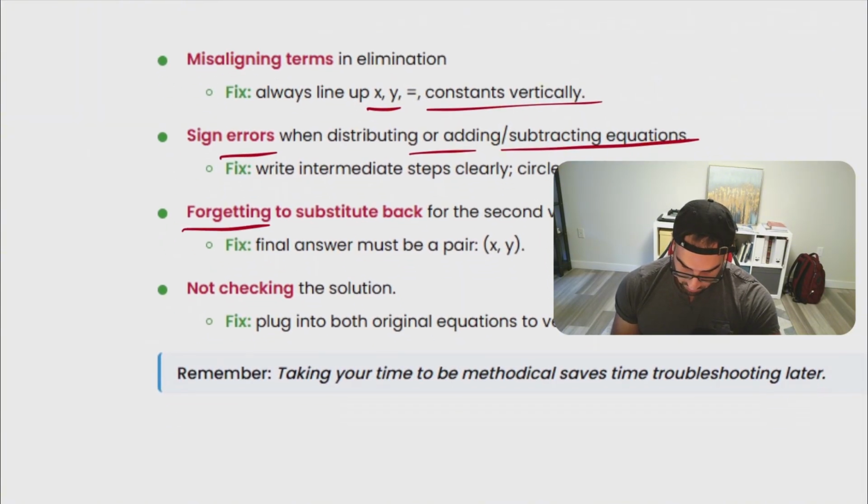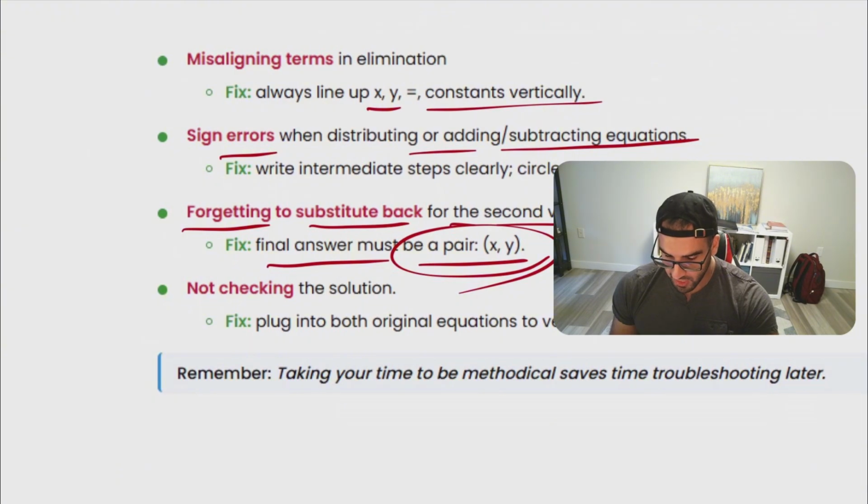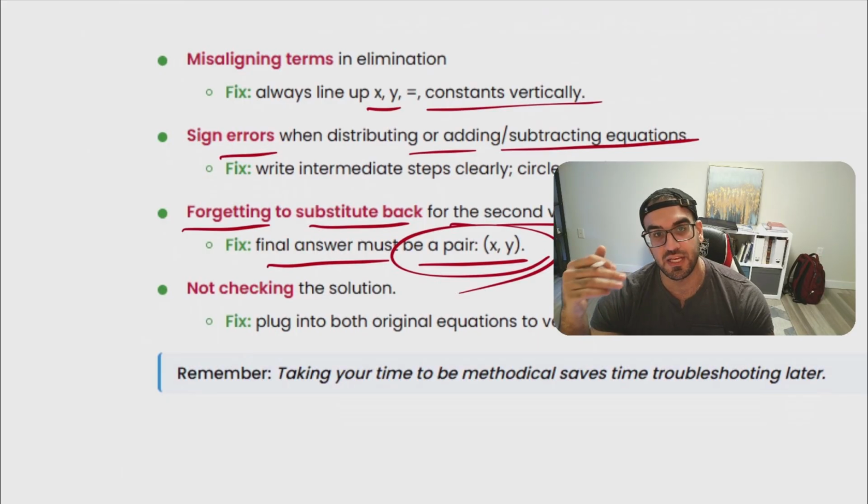You're going to forget to substitute back. It means that for the second variable, your final answer must be a pair of X and Y. So when you find the X, remember, when you find one variable, use it in the second equation. And at the end, when you find a variable, for example, X and Y, try not to stop. You still have one way, you still have to go further. So how can you do that? You just put that specific variable inside one of those equations and you can find the final answer.